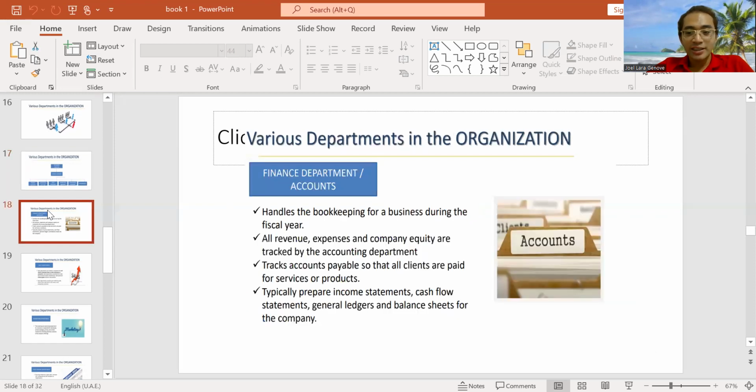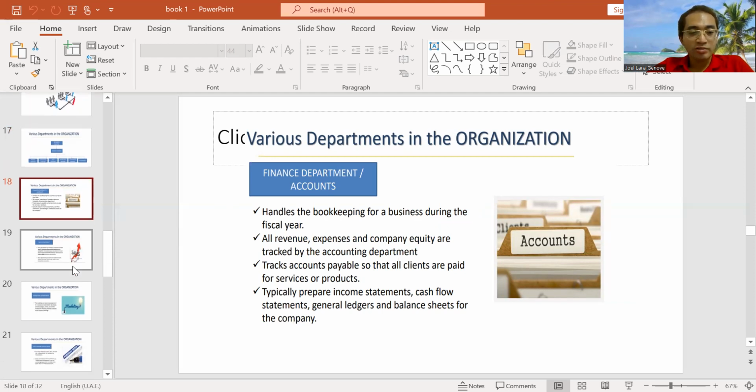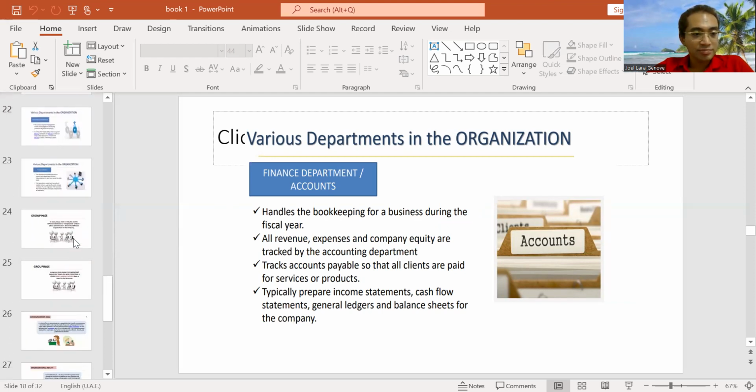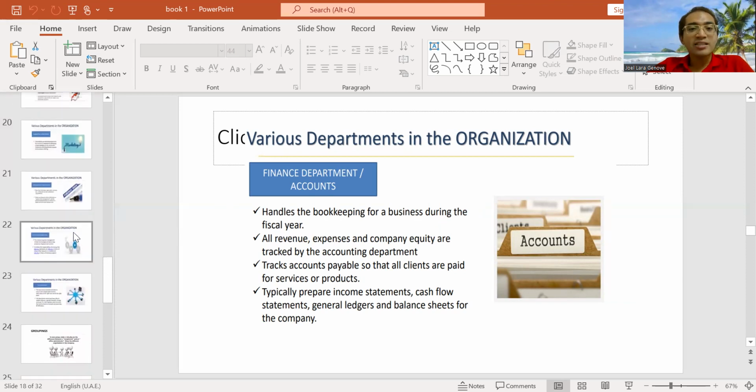Next page, page 18, various departments in the organization. Finance department, I already discussed. It handles the bookkeeping for a business during the fiscal year. All revenue, expenses, and company equity are tracked by the accounting department. It tracks accounts payable so that all clients are paid for services or products, and typically prepares income statements, cash flow statements, general ledgers, and balance sheets for the company.